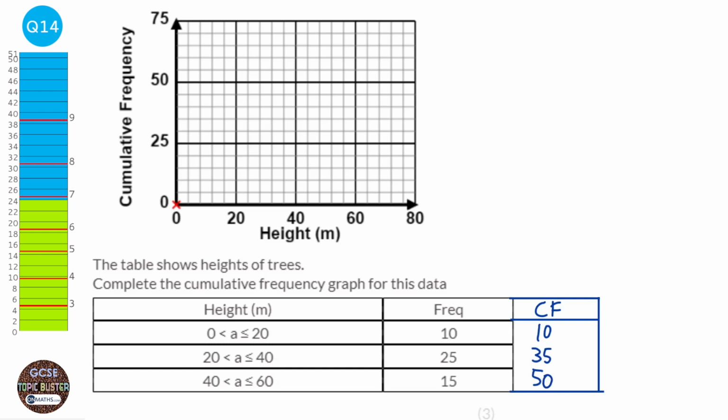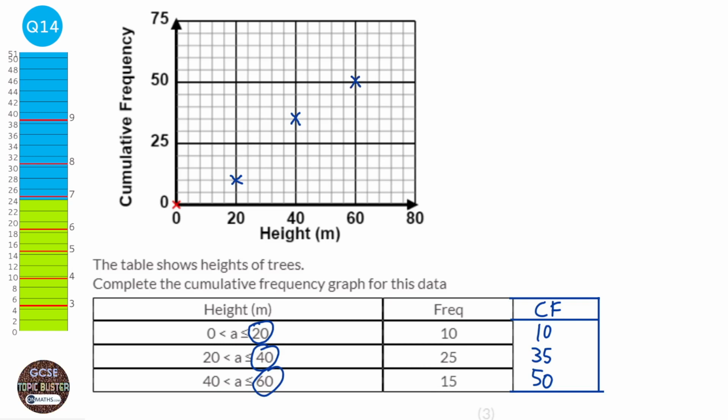So for that first 10, the cumulative frequency of 10, we're looking at everything up until the 20. So we plot it at the 20. So it'd be 20 and then 10. So this one here. Then the next one, the 35, is everything up until 40. So it would be here. And then the next one is everything up until 60. There we are.